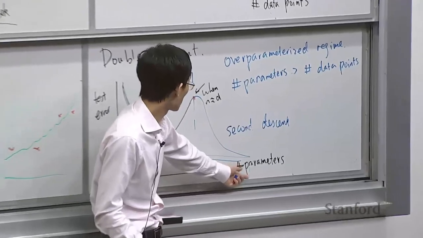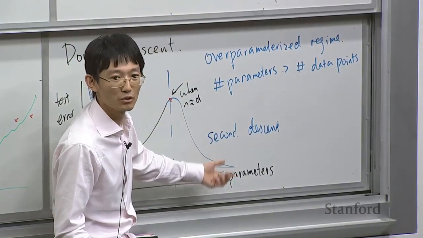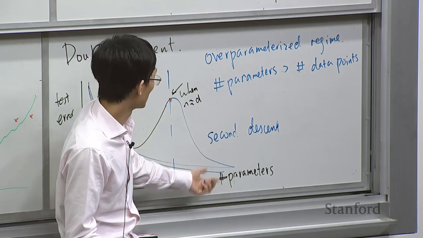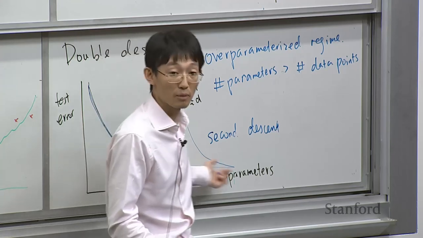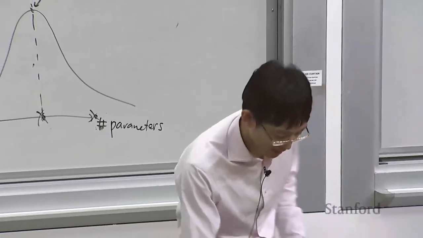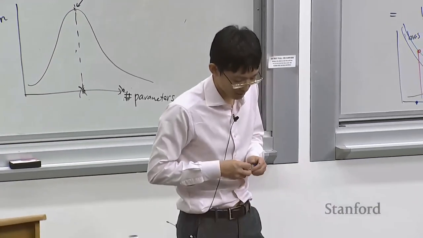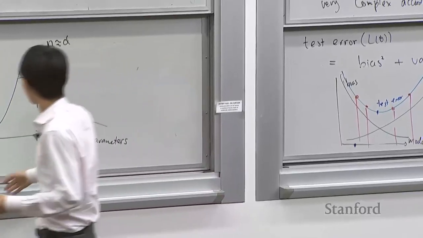Another question is that when the number of parameters is bigger than the number of data points, sometimes you think you have too many degrees of freedom to fit all the specifics of the data set, so you shouldn't generalize. But empirically, it works pretty well. So that's the last missing part, and we also have some explanation for that.